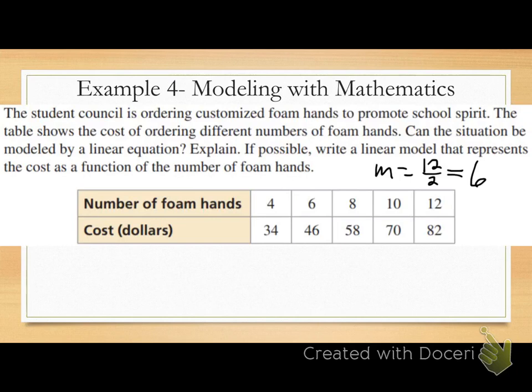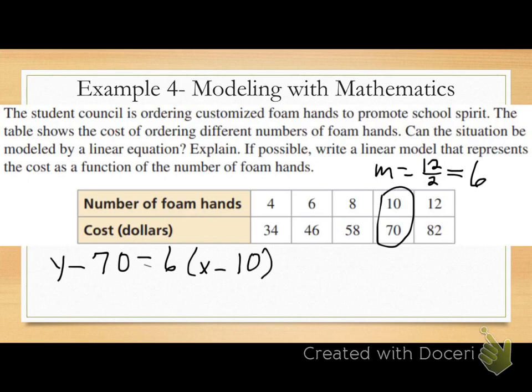Which point do we want to use? We can use any of these points right here. 10, 70. We'll use this one. So what's my y value? 70. My slope was 6. What's my x value? 10.